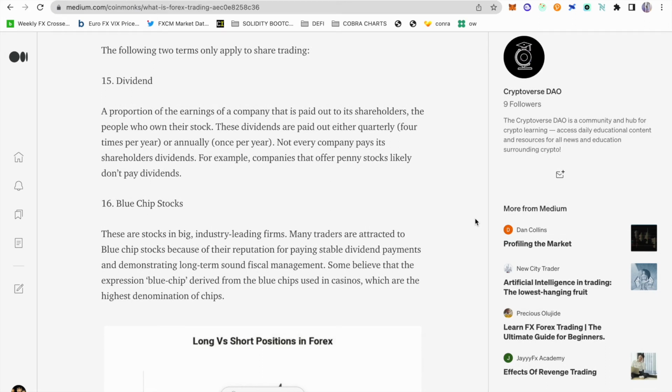So when you hold a stock, what is a dividend? A portion of the earnings of a company that is paid out to its shareholders, the people who own its stocks. These dividends are paid out either quarterly, four times per year, or annually, once per year. Not every company pays its shareholders a dividend. For example, companies that offer penny stocks likely don't pay dividends.